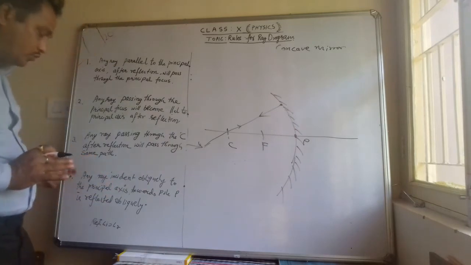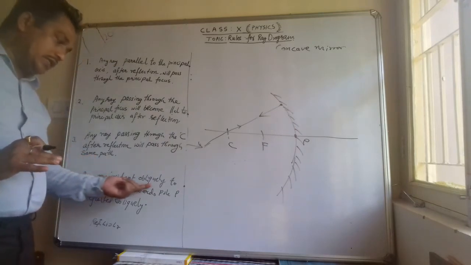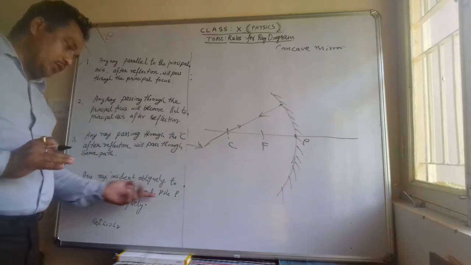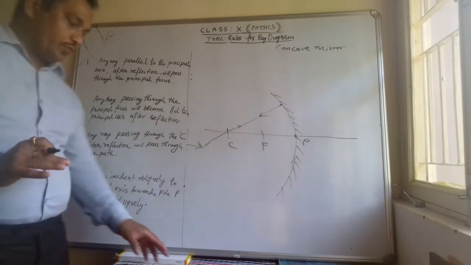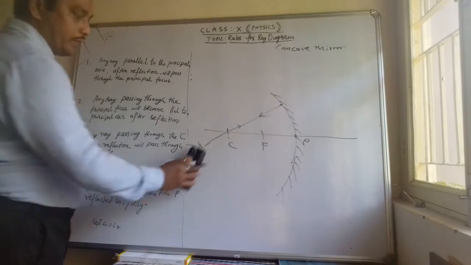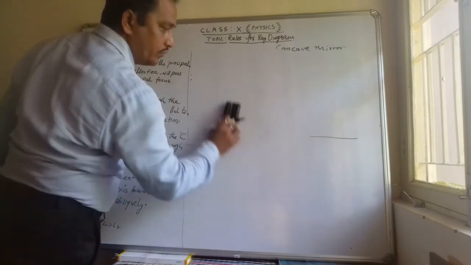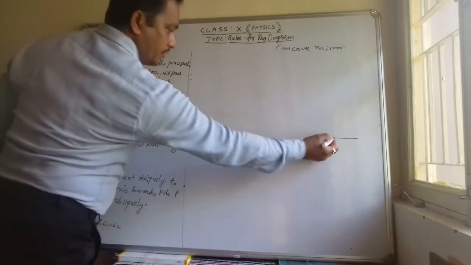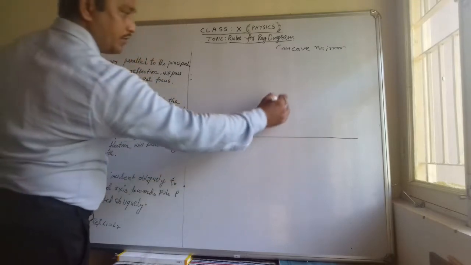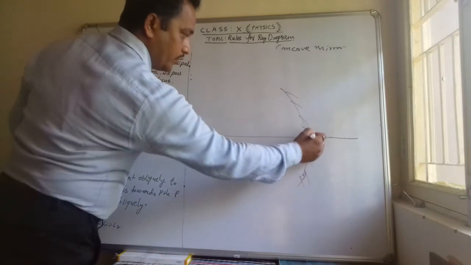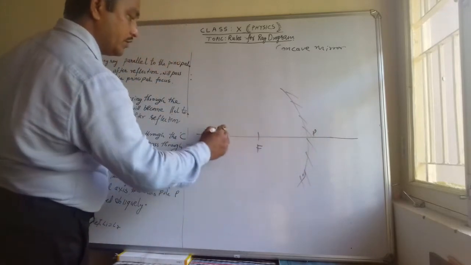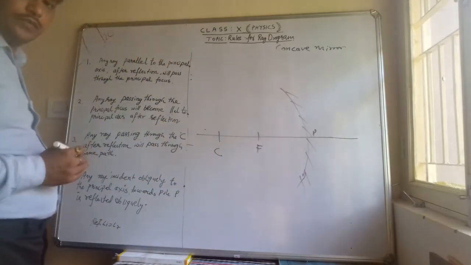Now let us see the fourth rule. Any ray which is incident obliquely to the principal axis towards the pole P is reflected obliquely. We will see how it happens. In the case of the concave mirror, for example, this is the concave mirror, pole, focus, center of curvature.